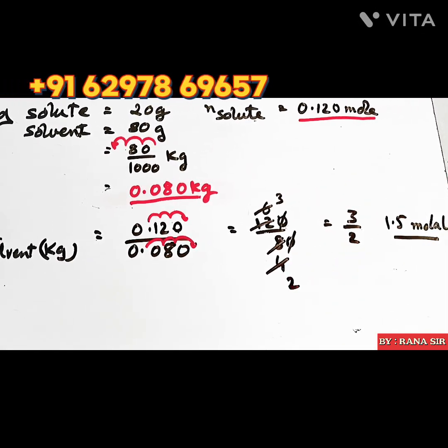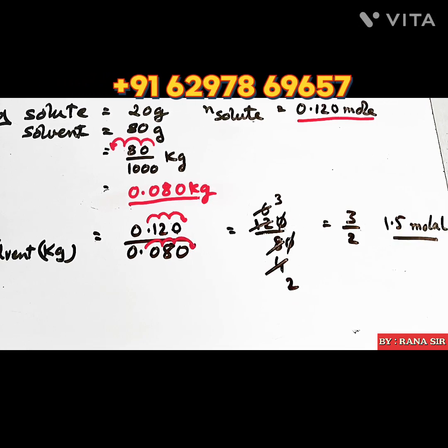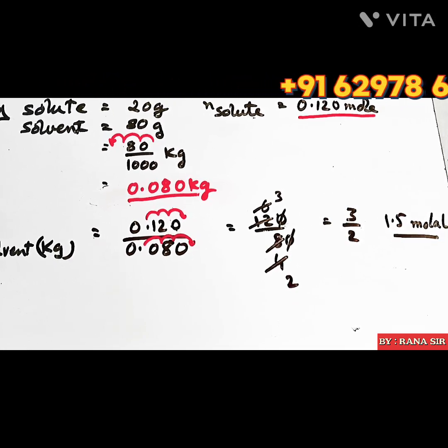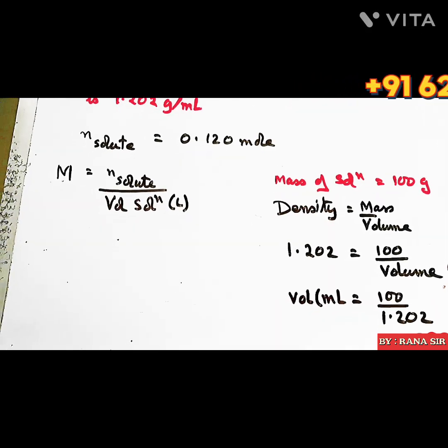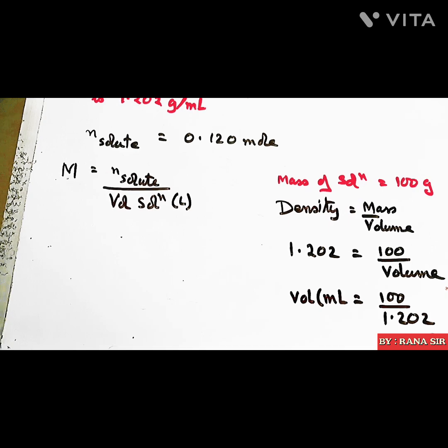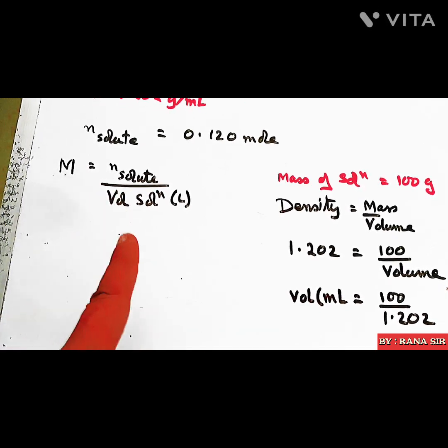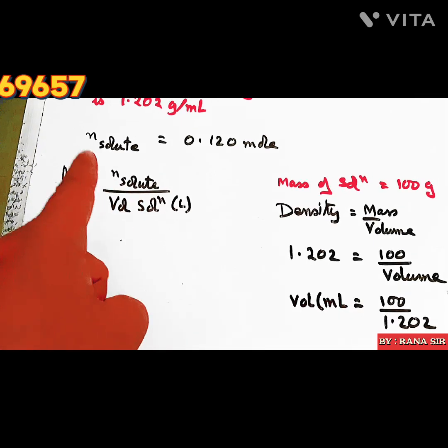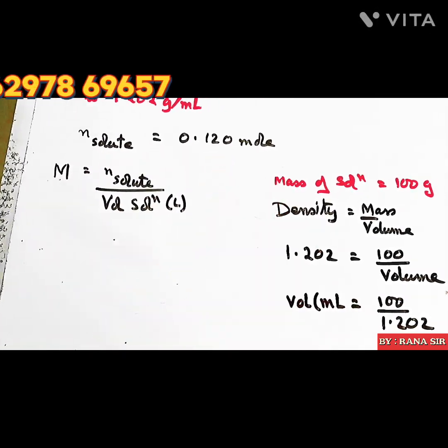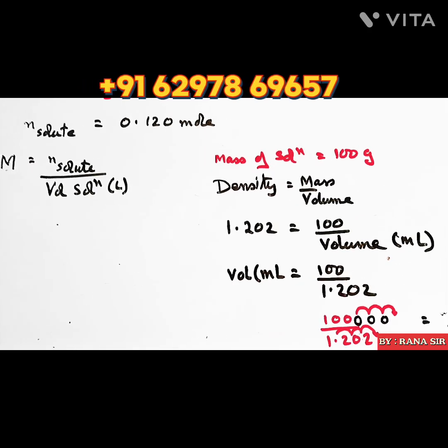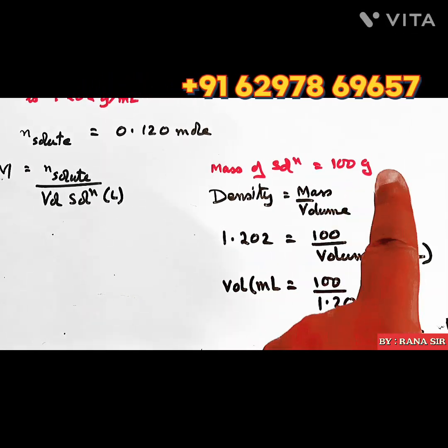So this brings the end of part 1A of the answer. Let us go to molarity. So part B says we have to find the molarity. Molarity, the formula is number of moles of solute by volume of solution in liters. Number of moles of solute we have already found out, 0.120 mole. We have already got mass of solution assumed as 100 gram.